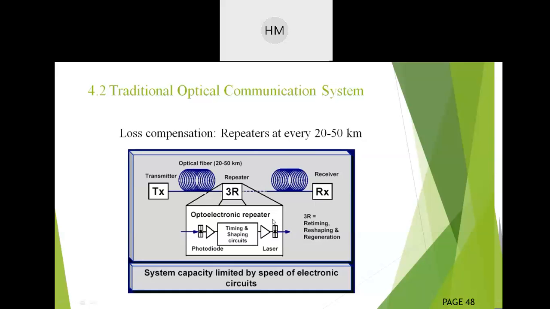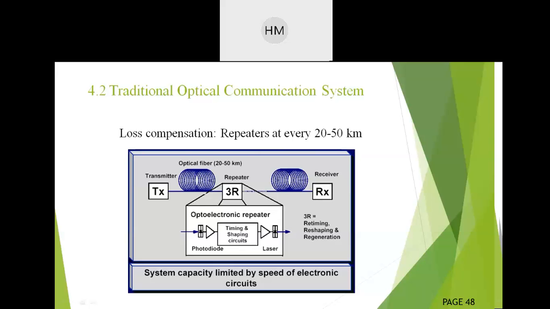And what did a repeater do? The repeater would first take the optical signal as an input, convert it into an electronic signal, and again convert it into an optical signal. So it's a time consuming process, and the device requirement was much higher, because for designing a repeater we need many components. So every 20 to 50 kilometers I had to connect a repeater.